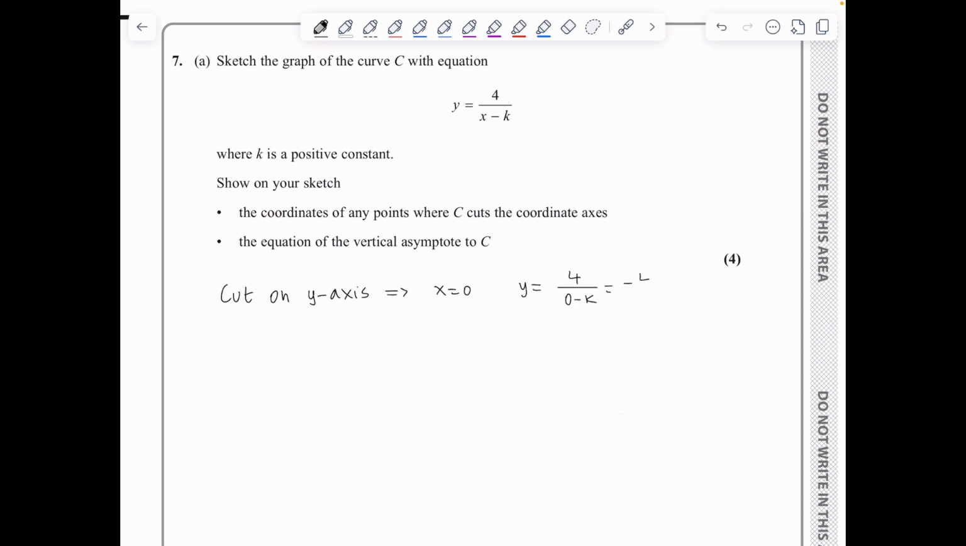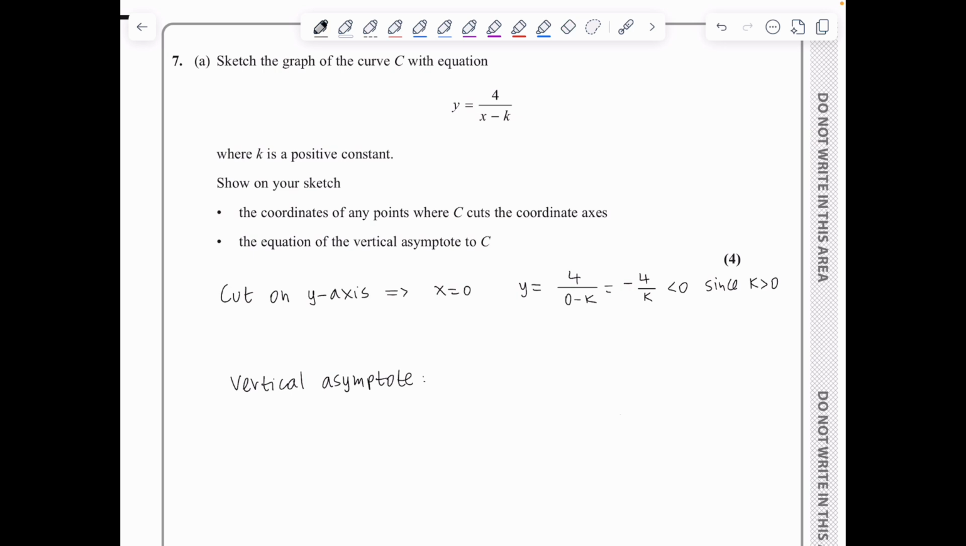So this is minus 4 over k. We've got the cut on the y-axis. Now we know that this minus 4 over k will surely be negative, since k is given to be a positive constant. So we are cutting the y-axis at a negative point. We will then proceed with the equation of the vertical asymptote.